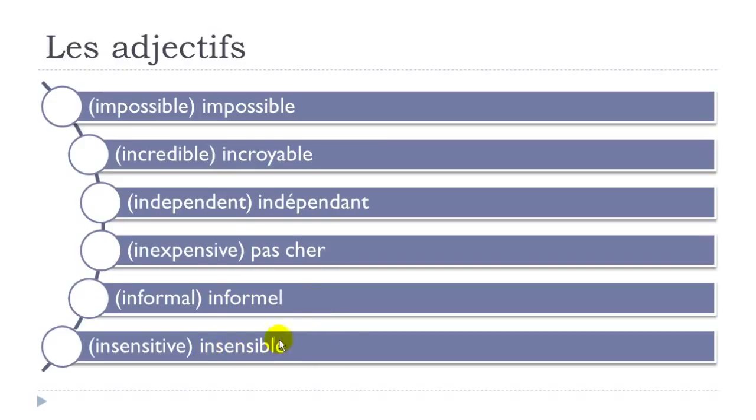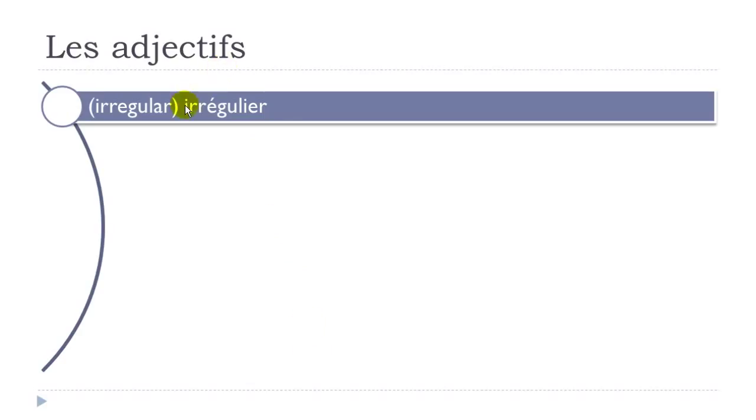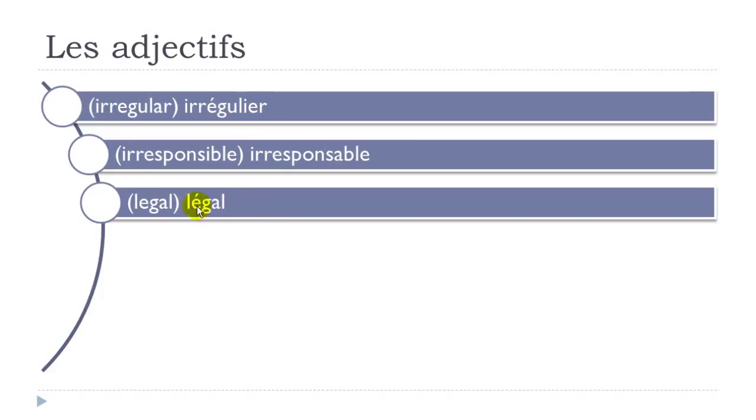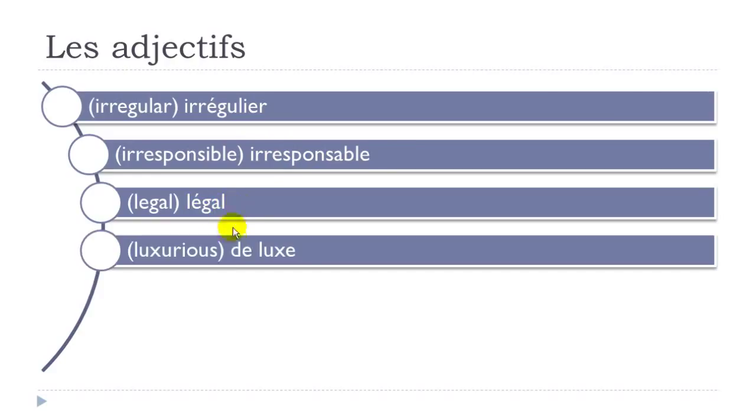Insensible. Okay, final not pronounced. Insensible. Insensible. Irrégulier. Okay, remember, I-E-R at the end of your word here, it will be ye, okay? Irrégulier. Irrégulier. Irresponsable. Don't pronounce the final E. Bl, bl will be the last sound. Sable. Irresponsable. Légal. De luxe. Final E not pronounced.